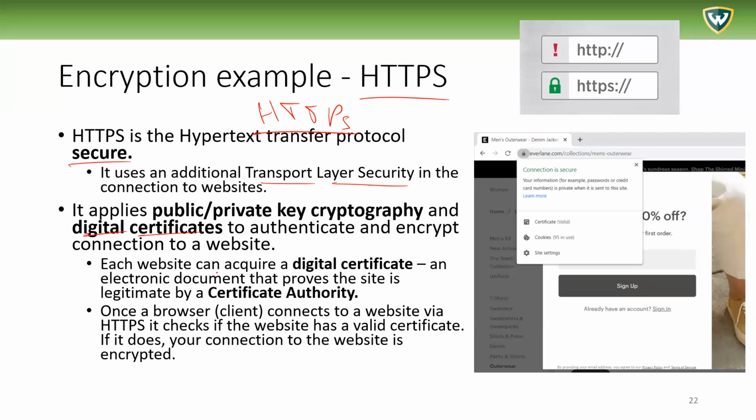Each website or domain, which is the domain we talked about before, is essentially the IP address of a computer server that can provide the website. They can acquire a digital certificate, which is an electronic document that proves the site is legitimate, issued by another entity called the certificate authority. These are private businesses, or sometimes nonprofits, associated with these operations as well.